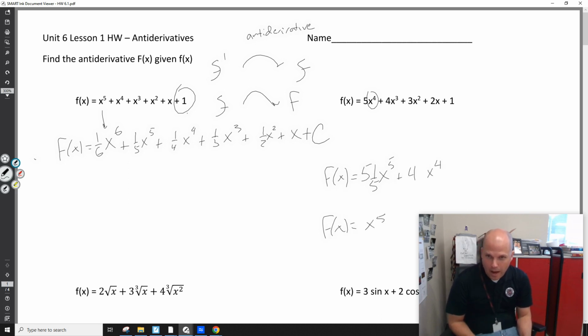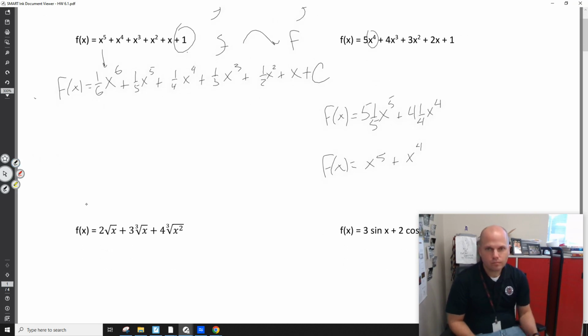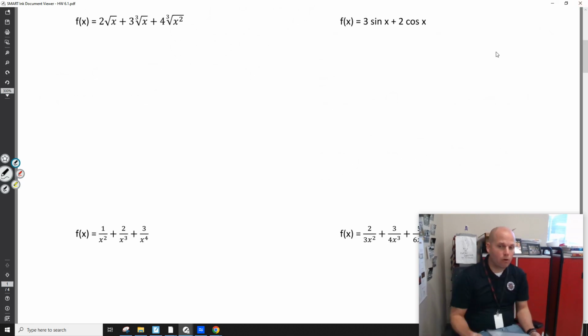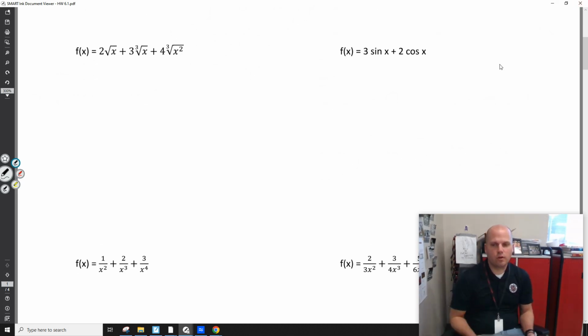Leave the 4. Add 1 multiplied by the reciprocal. 4 times a fourth is 1. Leave the 3. Add 1 multiplied by the reciprocal, or divide by. All right. Leave the 2, add 1, multiply by the reciprocal. Boom. Power rule works for fractional powers. I don't know if we did many of these in class, but it works.